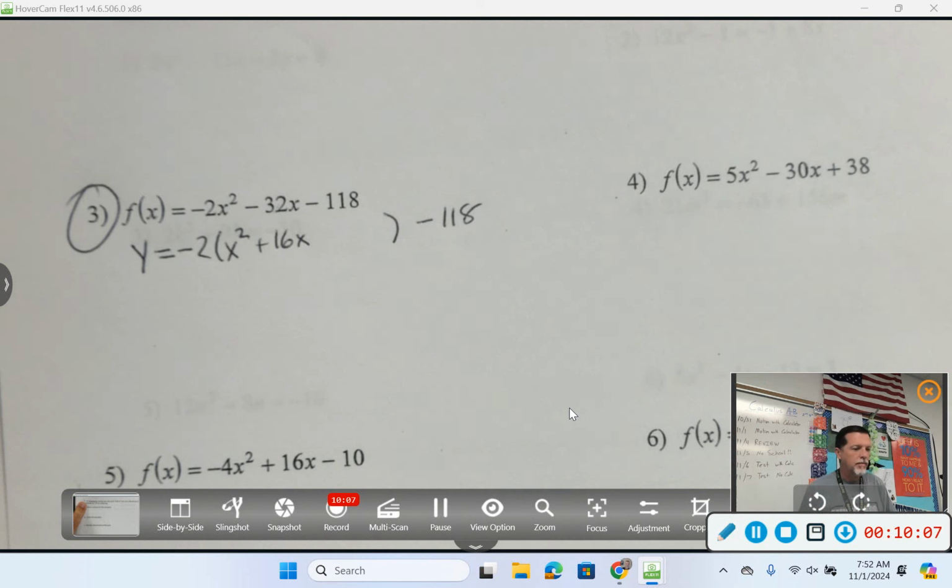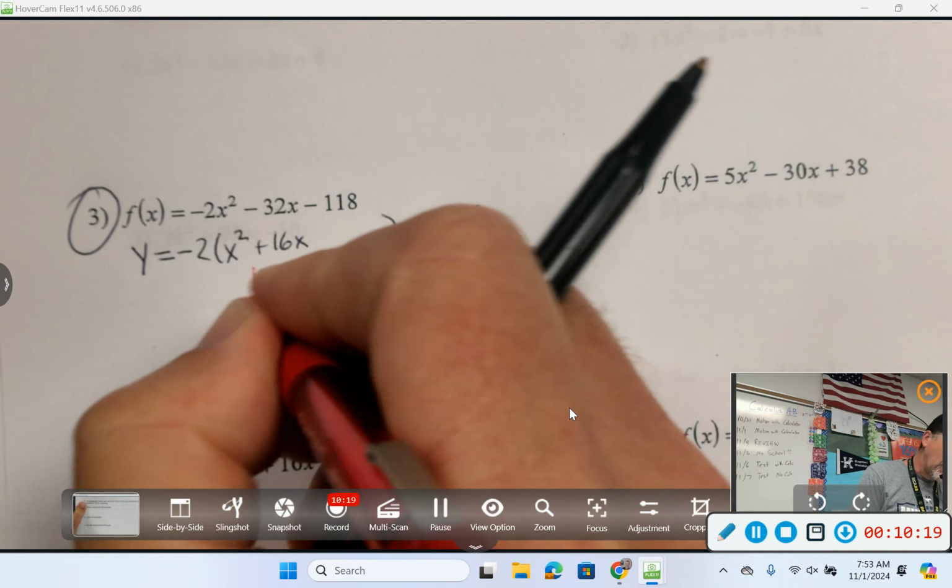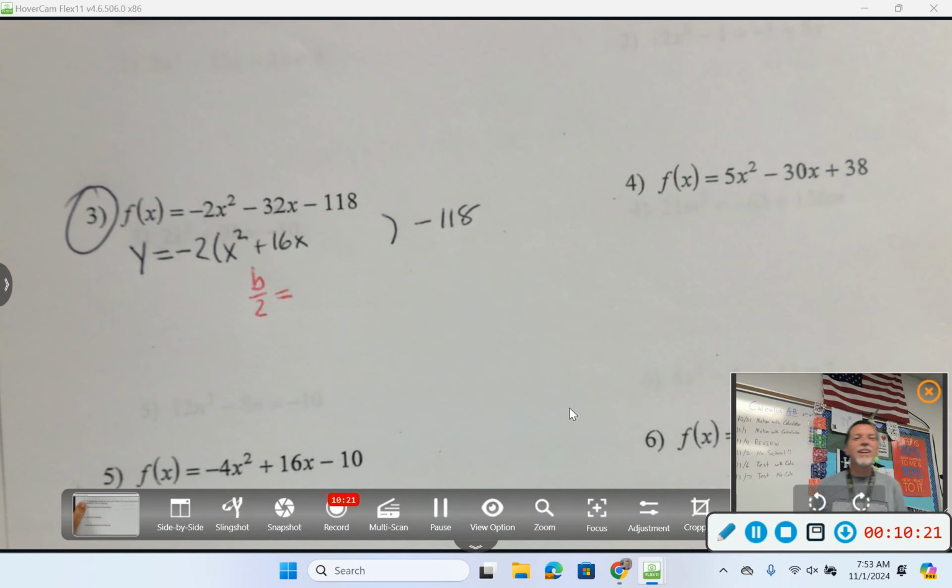Wait, it would still be minus 118. I'm not going to divide that by 2. I'm not factoring a 2 out of that, because he's out of the way. He's special. Better be careful. I'm recording. I can't say anything too bad.